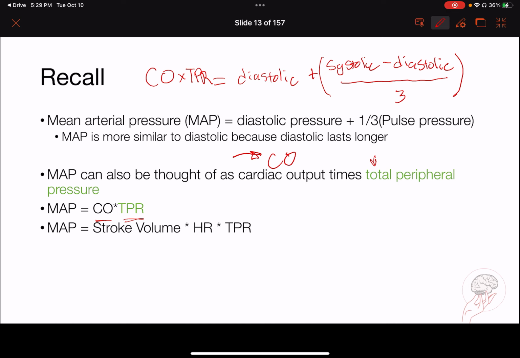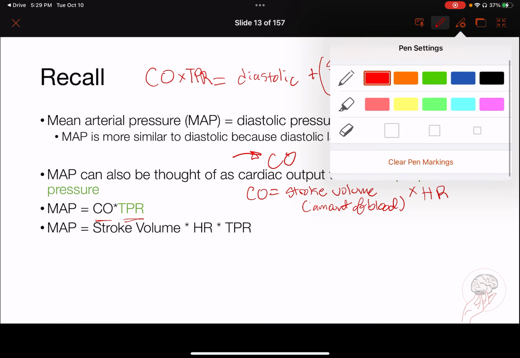Well, when we think of cardiac output, it is stroke volume, so the amount of blood, times heart rate. How much blood can we pump for every heartbeat is our cardiac output. So then, let me erase this really quick.